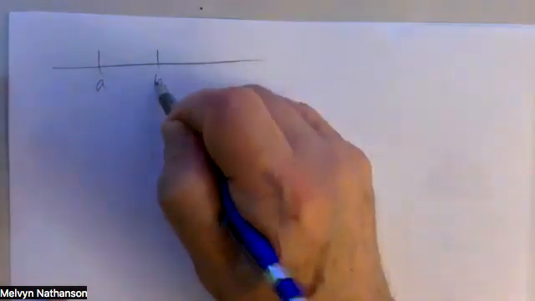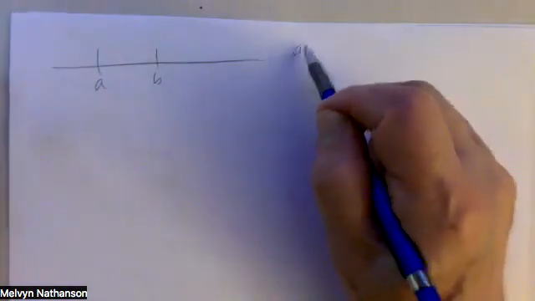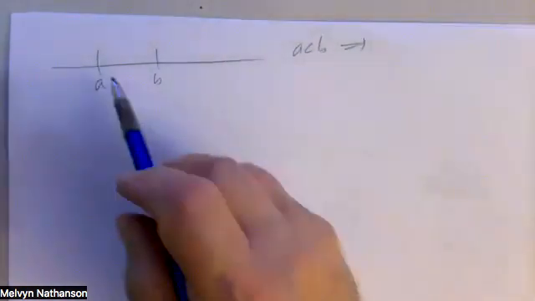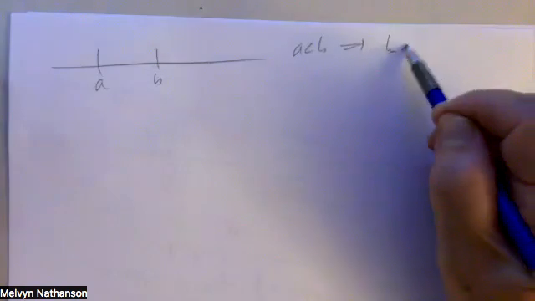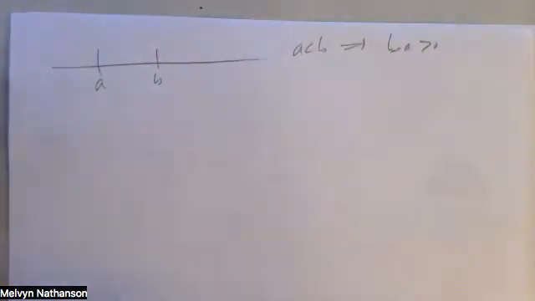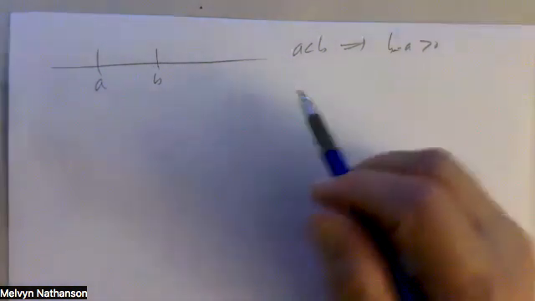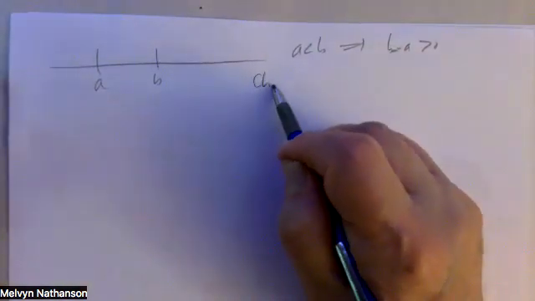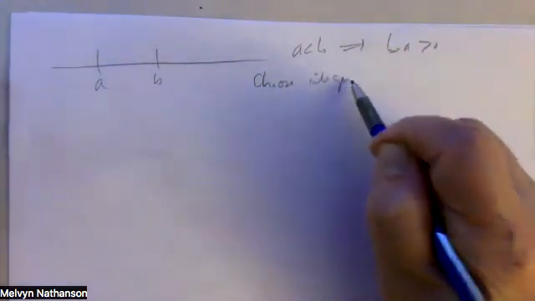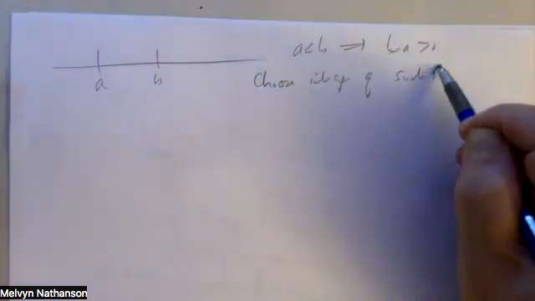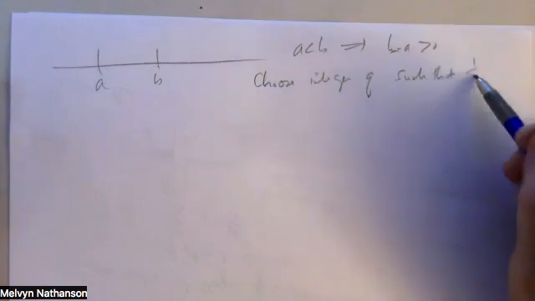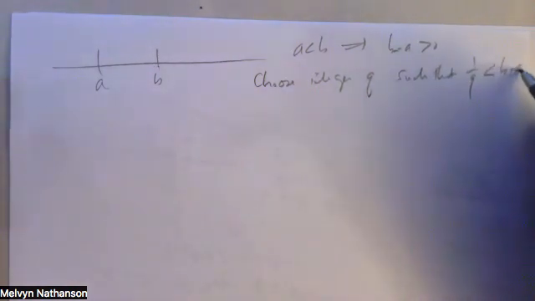Let's see. Let me see if I can figure out a way to prove this. Here we have A, and here we have B. And A is less than B, which is the same as saying the length of this interval, B minus A, is bigger than 0. Now, this is a positive number. Suppose we choose an integer Q so that 1 over Q is less than B minus A.